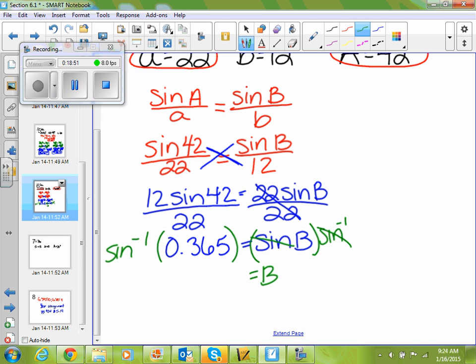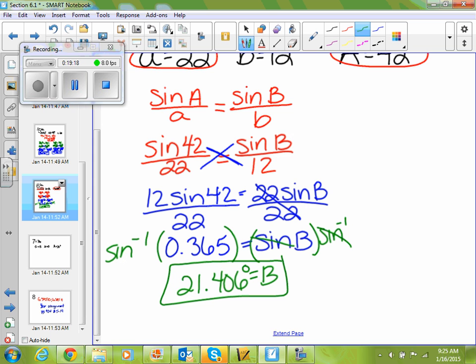If I go ahead and take the inverse sine of 0.365, I will get approximately 21.406 degrees, because we are in degree mode. Okay, and then we're done with that part.